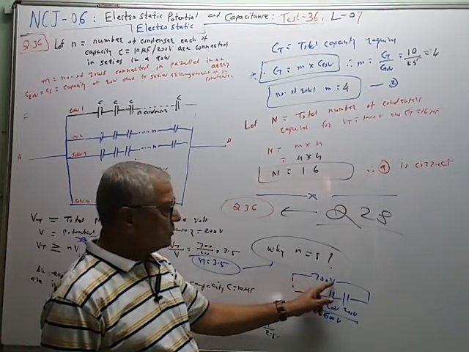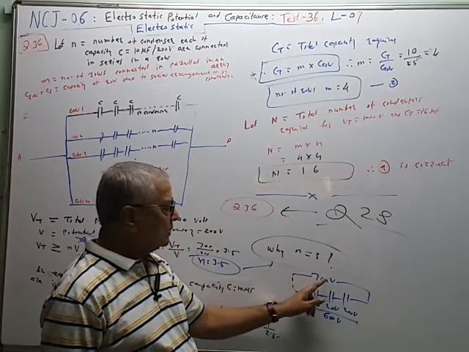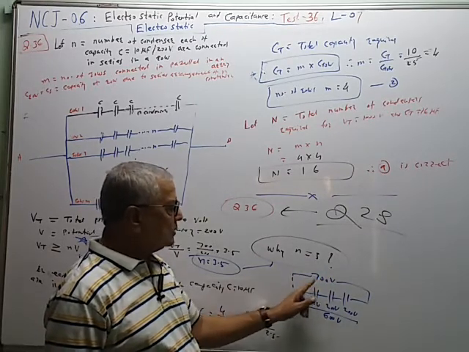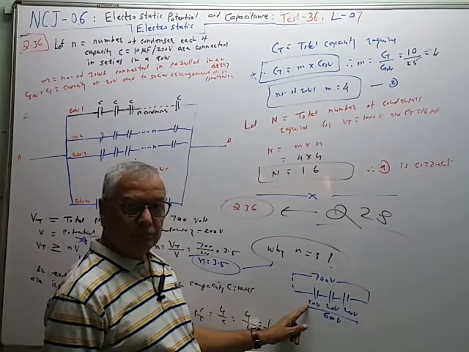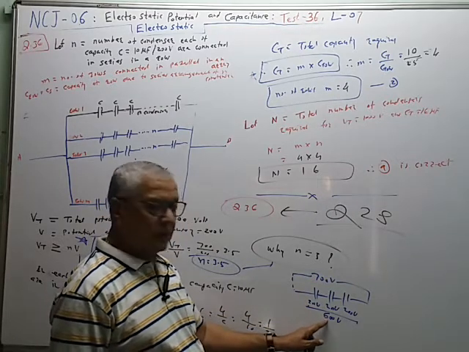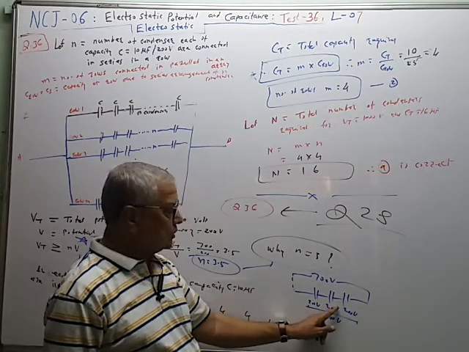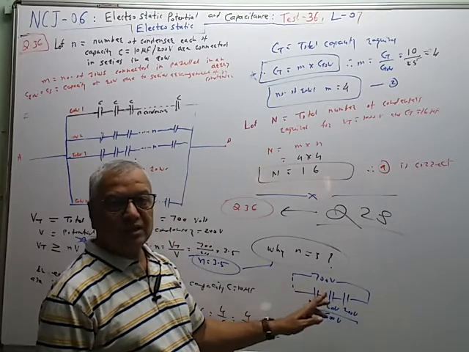If we apply 700 volt when N is equal to 3, then for each condenser the voltage is 700 by 3. So it is more than 200, more than 200. So all the 3 condensers will burn.